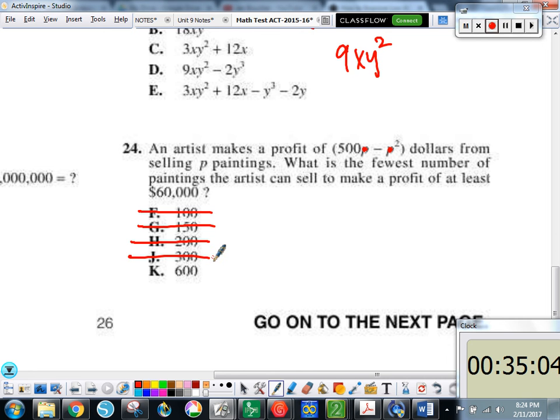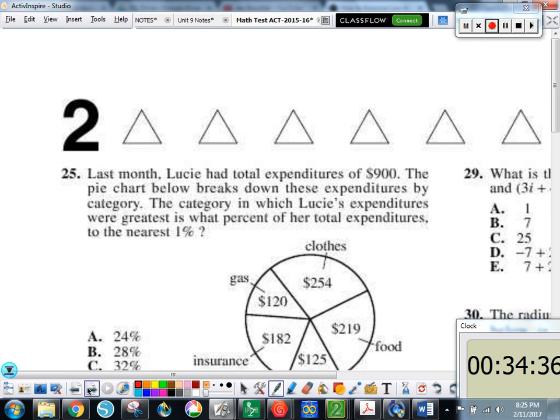You plug in 600, now it better be this one. We get negative. Hold on a second. Okay, so at least 60,000 must mean at least, or equal to. So it's the fewest number of paintings, this one, because these are both 60,000. That one's negative. That doesn't make sense. All right. Next page, try number 25.